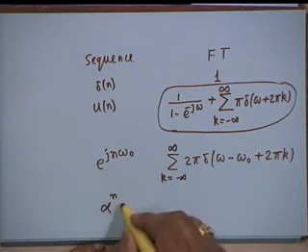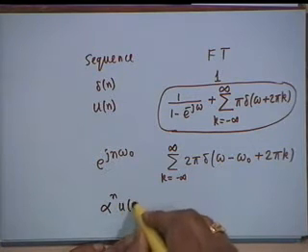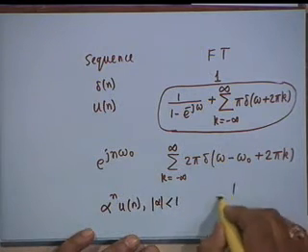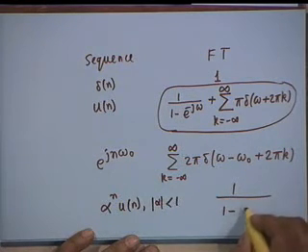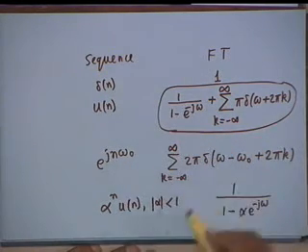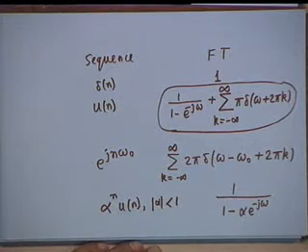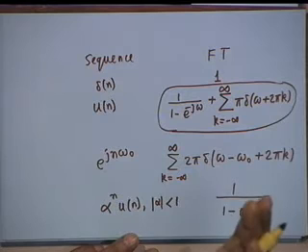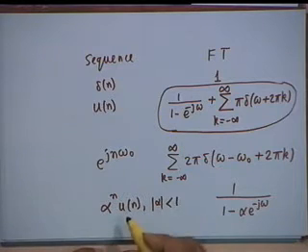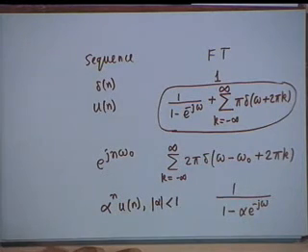And we have of course shown alpha to the n u of n, magnitude alpha less than 1, is 1 by 1 minus alpha e to the minus j omega. This table gives you the basic sequences and transforms. Any other sequence can be expressed in terms of these sequences: cosine, sine, any exponential. Then if you have delta functions, they can also be taken care of.